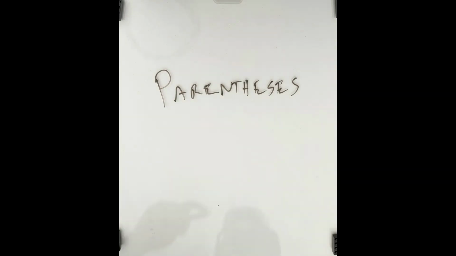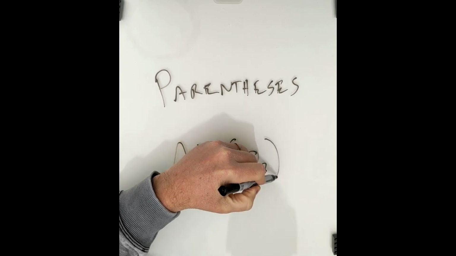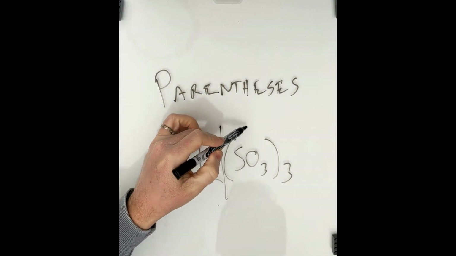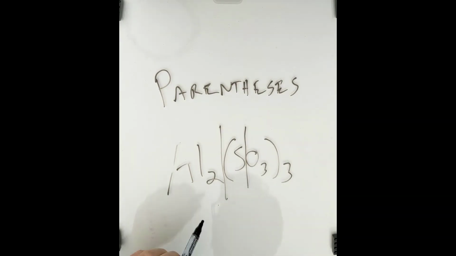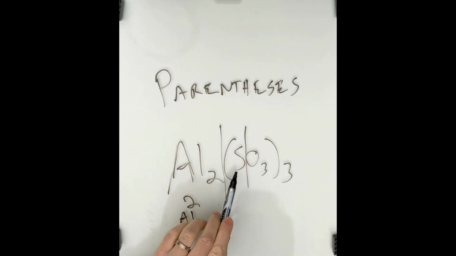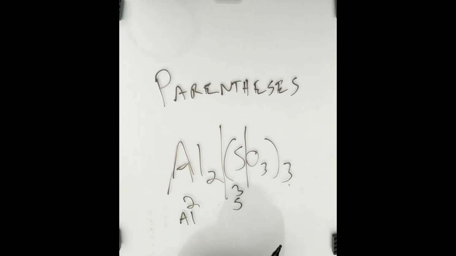Here's another one. Al2(SO3)3. So we got a bunch of numbers here. We got Al, so that's one element. We've got S is another element, O3. So the 2 with the Al tells you that there's 2 Al. The S is in the parentheses with the 3 on the outside, so that means that there's 3 sulfur. And then the 3 on the outside gets multiplied times the 3 on the inside, which makes 9 oxygen.